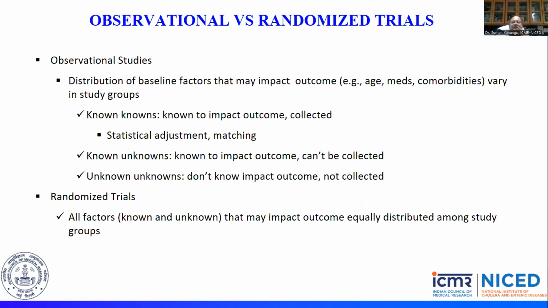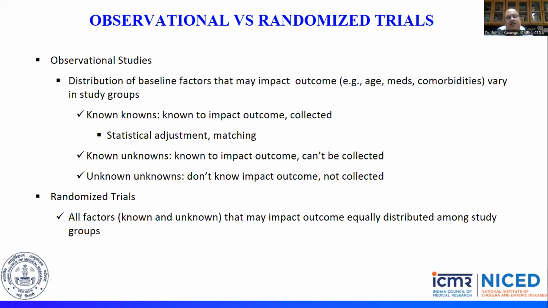Now, if you look at the observational versus randomized trial, what happens? The distribution of baseline factors that may affect the outcome, such as age, medications, comorbidities, varies in study groups. These are known factors, or known confounders, which can impact the outcome. These are collected, and we do statistical adjustment and matching. For known unknowns, known to impact outcome, it cannot be collected. For unknown unknowns, we do not know whether they impact the outcome or not, and they were not collected.